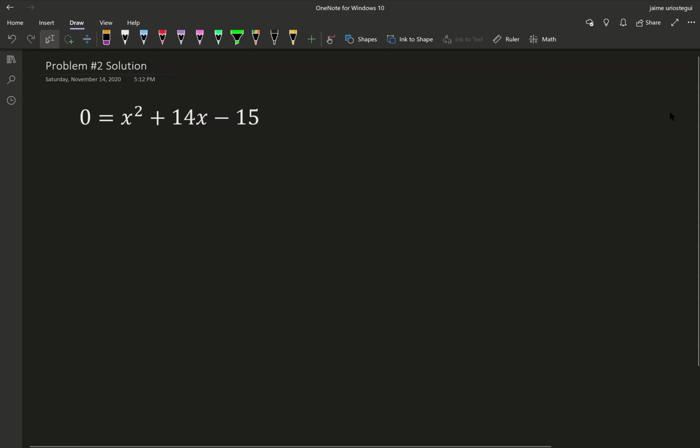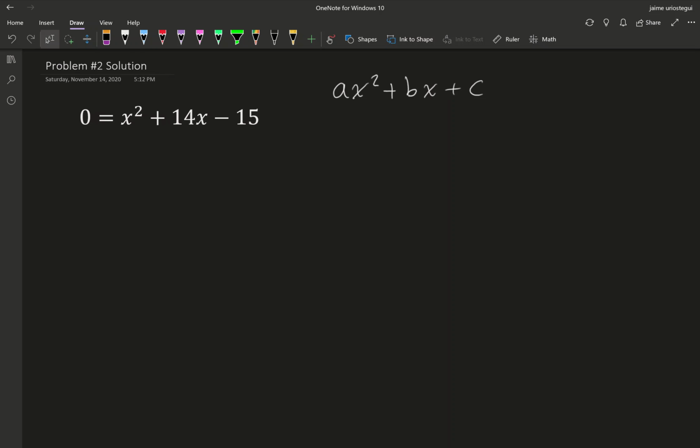All right, so let's look at number two. Number two, we are told to solve this equation by completing the square. Now, whenever we complete the square, we're always looking for the standard form of a quadratic equation, and the first term, the a term, needs to be a 1. And we have that here. We have an invisible 1 in front of the x squared.